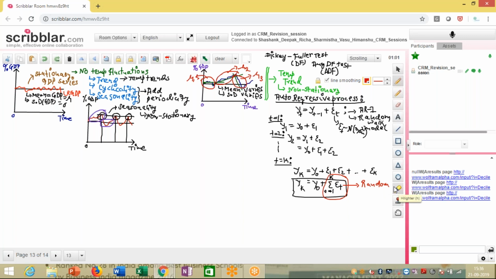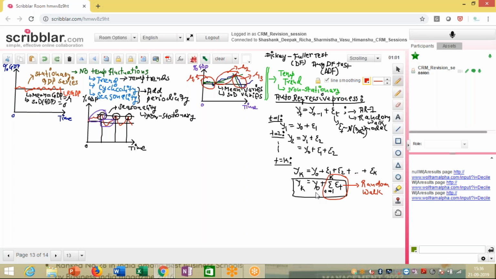So the path at any time can be a positive value, it can be a negative value, whatever it is, it is determined by random movements, and hence this is called a random walk. Now this particular series has two characteristics. A random walk series is a typical example of a non-stationary time series. So this time series is non-stationary.